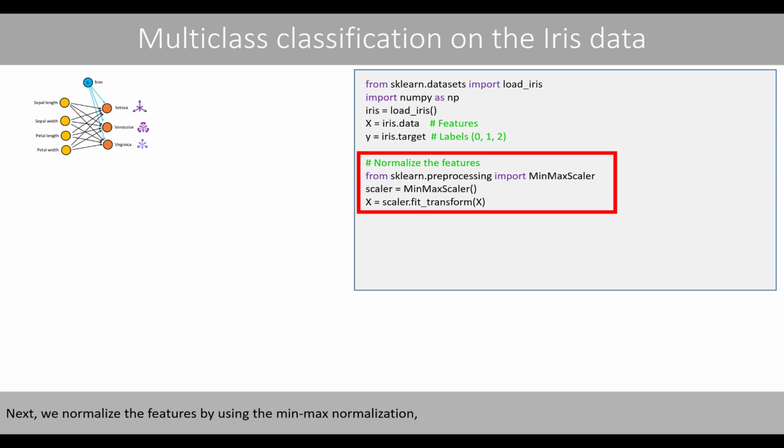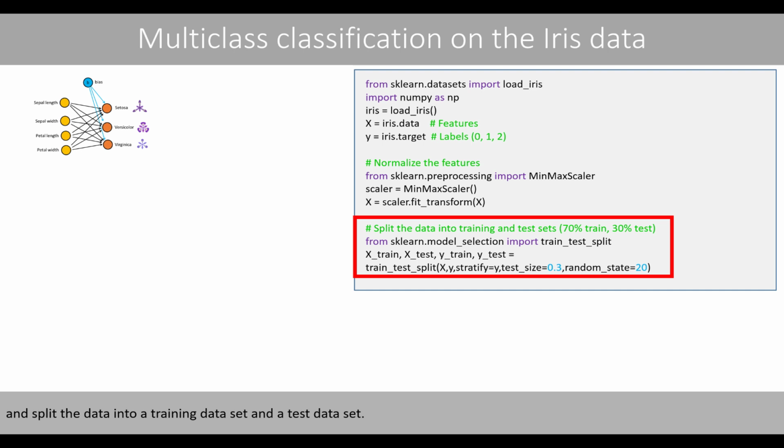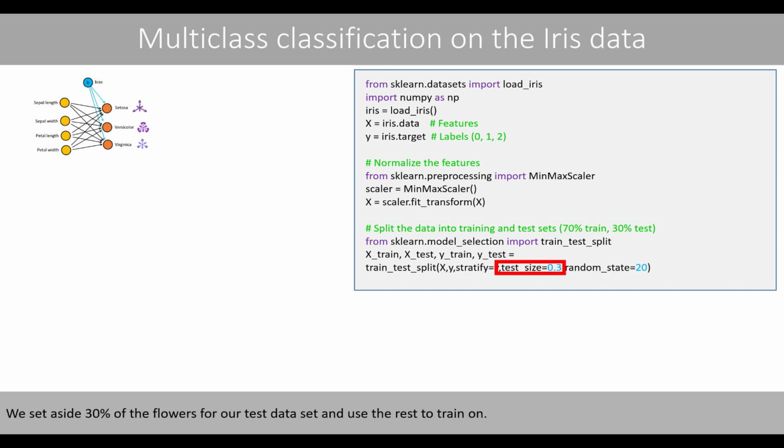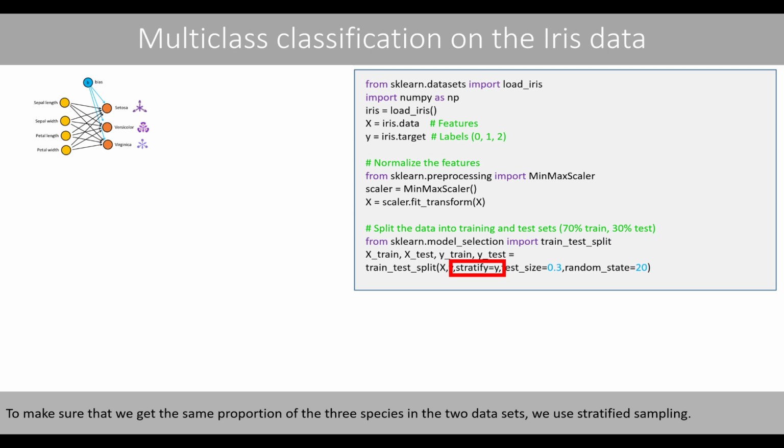Next, we normalize the features by using the min-max normalization and split the data into a training dataset and a test dataset. We set aside 30% of the flowers for our test dataset and use the rest to train on. To make sure that we get the same proportion of the 3 species in the 2 datasets, we use stratified sampling.